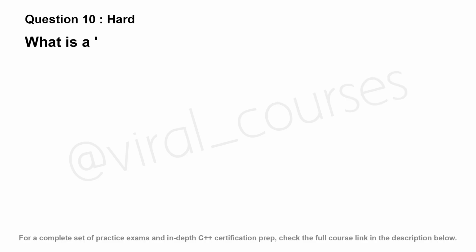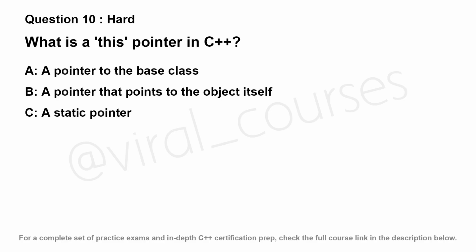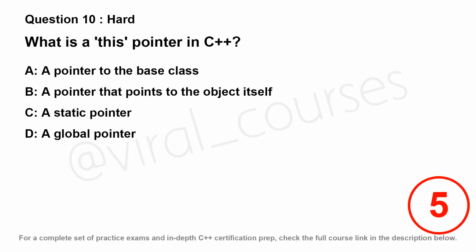What is a this pointer in C++? Option A, a pointer to the base class. Option B, a pointer that points to the object itself. Option C, a static pointer. Option D, a global pointer.